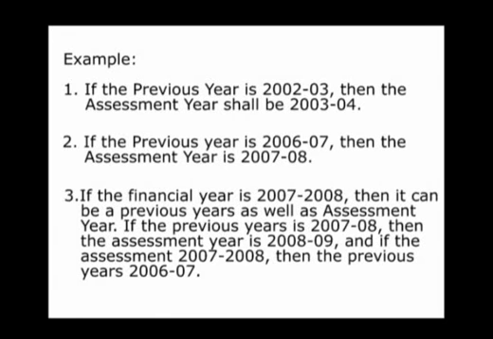How? If you regard this financial year 2007-2008 as the previous year, then accordingly its assessment year would be 2008-2009. And if the assessment year is 2007-2008, then the previous year would be 2006-2007. I hope that by understanding these examples, the concept of previous year and assessment year would be crystal clear to you.